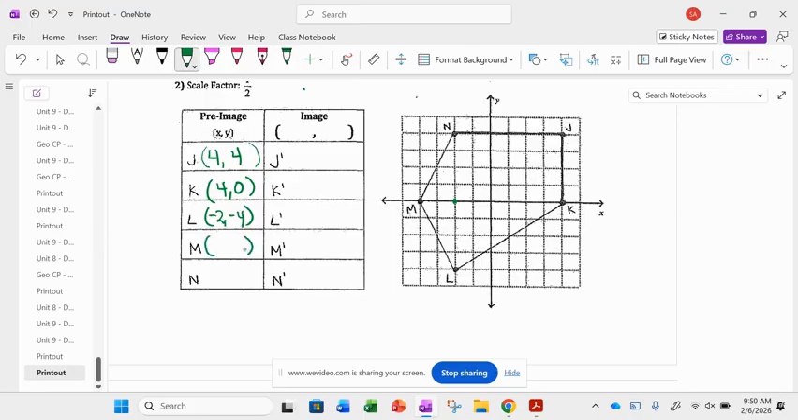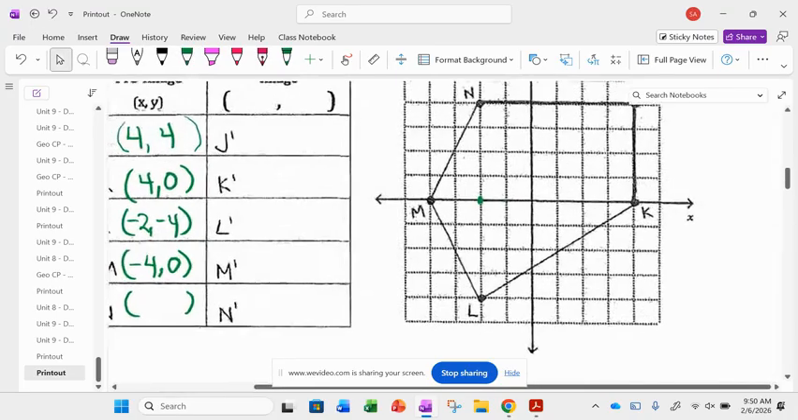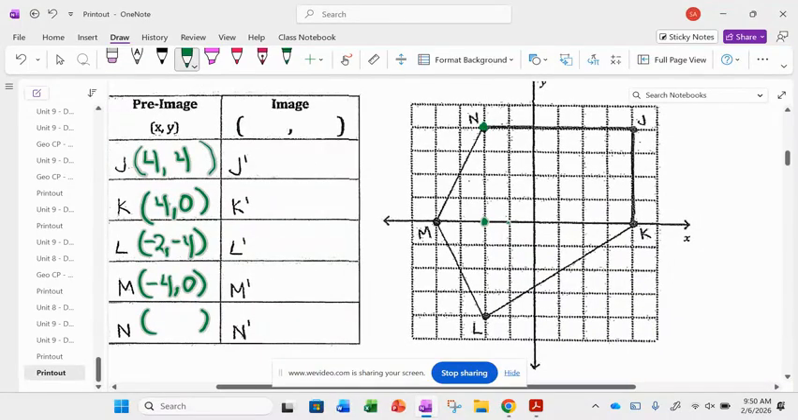Bella, could you tell me the pre-image coordinates for M? You got it. Jack M, could you tell me the pre-image coordinates for N? For N right here. Right here.